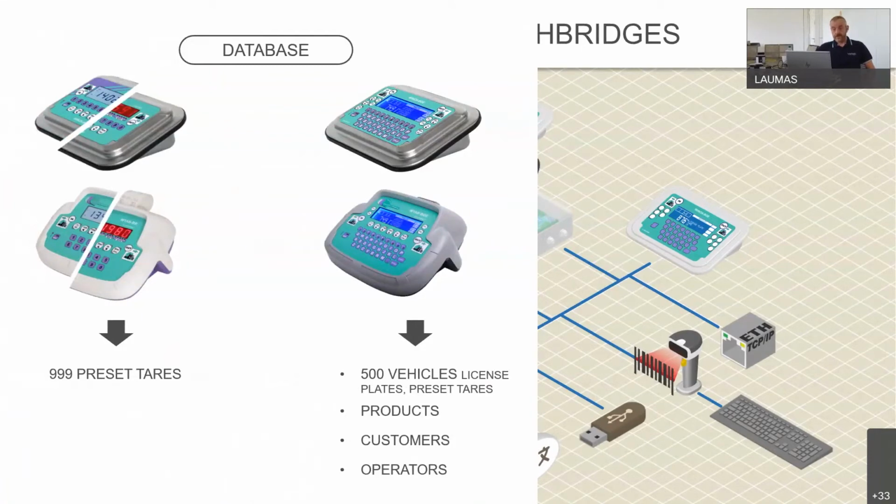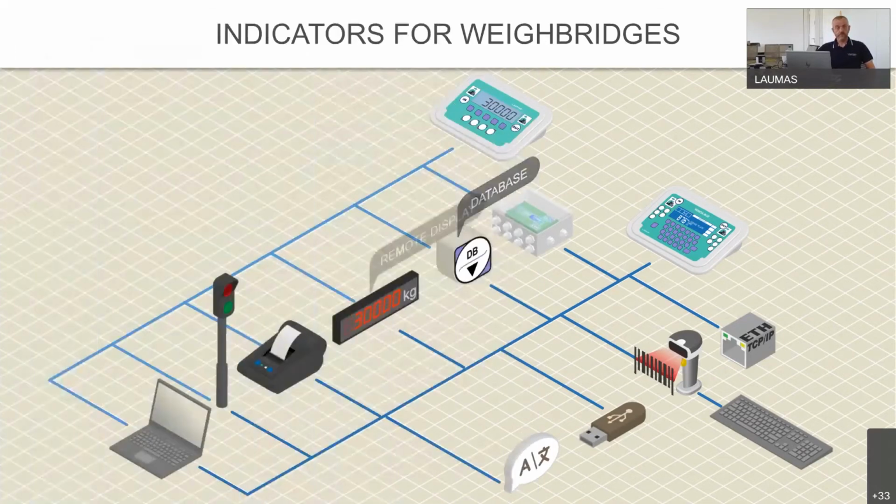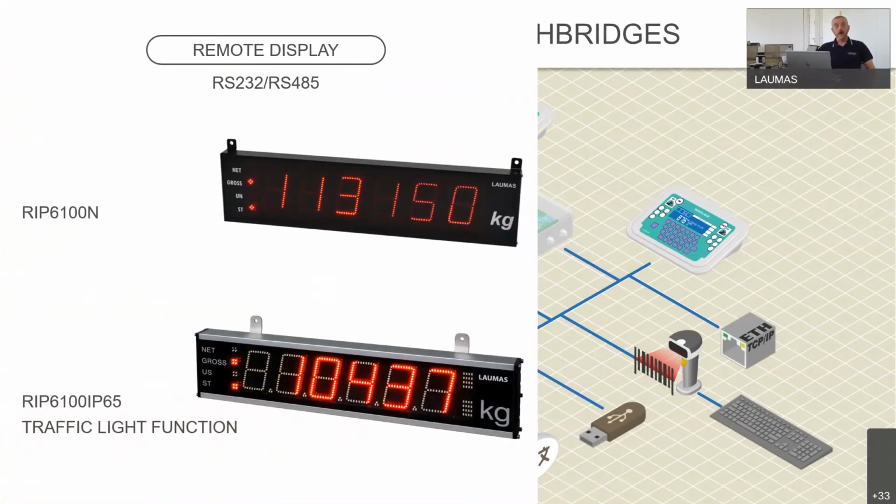Both versions have an integrated database. The simple ones, BL and BR, have a simple database where you can register up to 999 preset pairs, while the BGE has a more complete one where you can memorize up to 500 license plates, product names, customer names, and operators. Both models can be connected to our remote displays, which are available with and without integrated traffic lights.